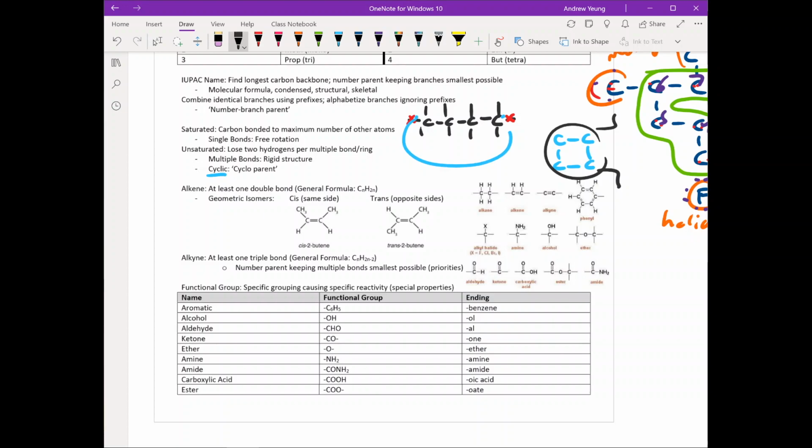I could also introduce a degree of unsaturation here by making multiple bonds. If I took any of these single bonds and started making a double bond or a triple bond, every time I go from single to double, I lose 2 hydrogens. Going from double to triple, I lose 2 hydrogens. I could have a large molecule that has many different double bonds, many different triple bonds. Every time I form that double bond, I lose hydrogens.